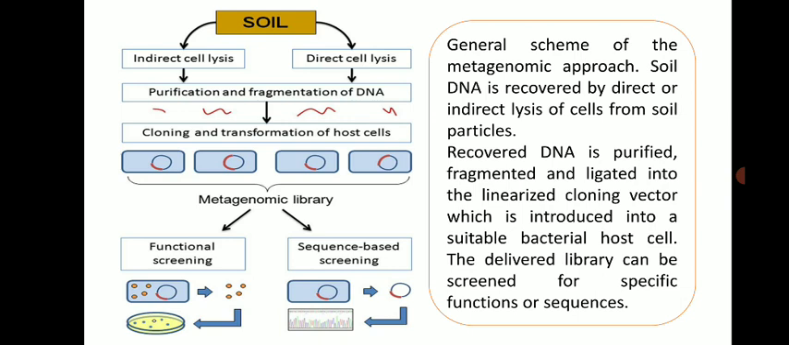So first we have to choose a sampling site, and from that sampling site we have to extract cells, and after lysing those cells by various methods we'll get a DNA or RNA sample, and subsequently we have to purify that sample. After purification and fragmentation of that particular DNA or RNA, cloning is carried out to make cloning libraries, and that metagenomic library is further screened for functional analysis.